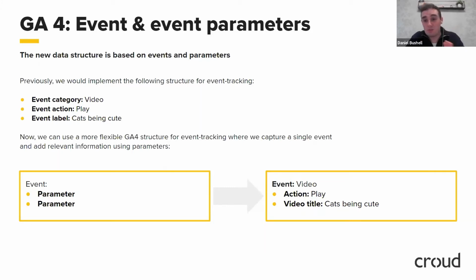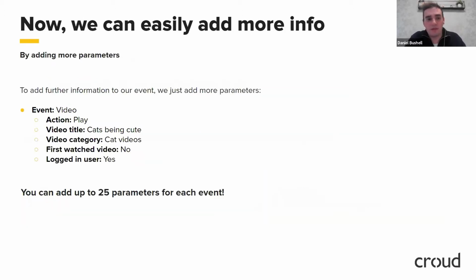So a way this particular example would look in GA4 is that you'd have the event as video, and then you'd have action and video title as parameters that are just added on to the event, which is really, really useful. But initially, maybe looking at that and thinking, well, that doesn't give us much more insight than what we had before. But one great feature is that with the new event and parameter structure, we're not stuck to just category, action, and label. We've got events and parameters, and we can add up to 25 parameters for each event.